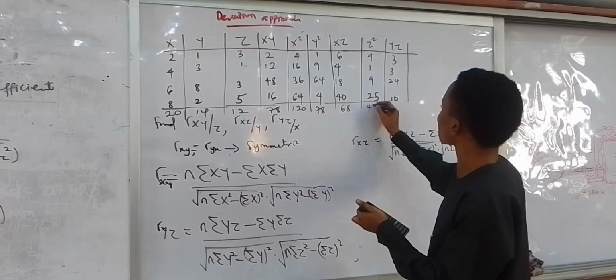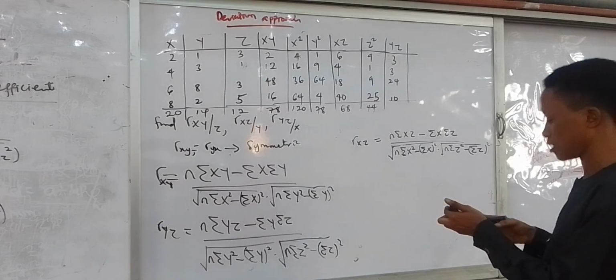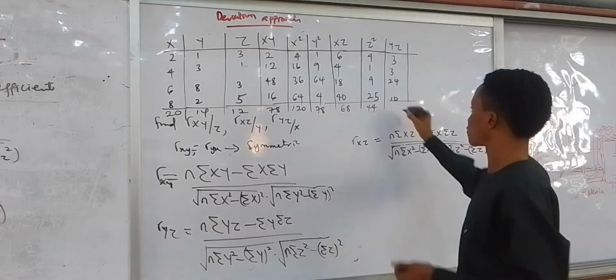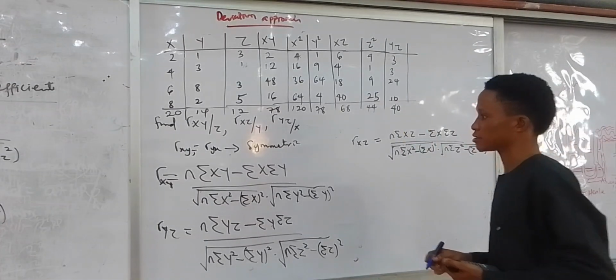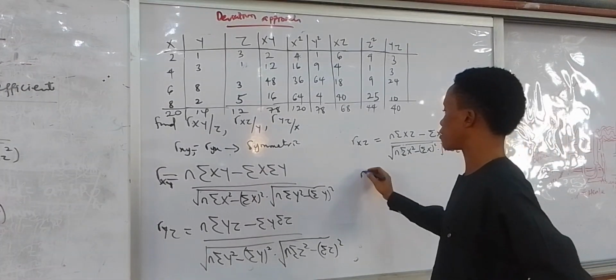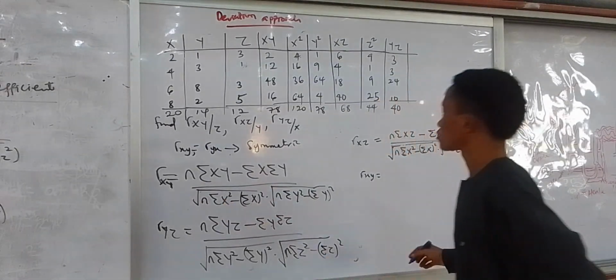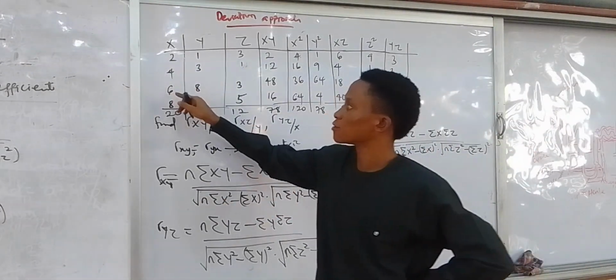We have 44. This we have 3 plus 3 plus 24 plus 10. We have 40. Now let's see how we go on this. Now r, x, y, using this formula. So number 1, 2, 3, 4.